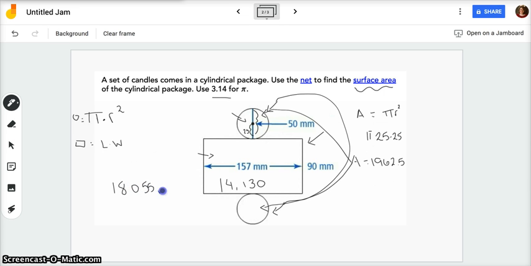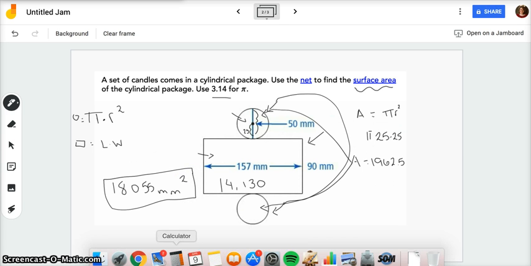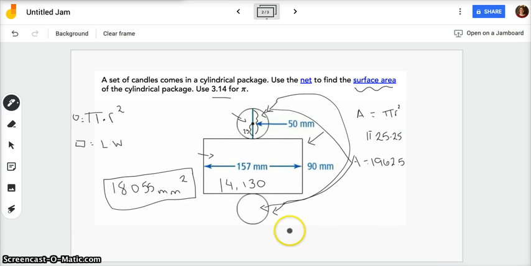18,055 millimeters. And since we're doing area, we're always going to use square units for our labels because we're not talking about how much can fit inside like volume. We're talking about how much can fit around the outside measurements. So 18,055 millimeters squared is my answer.